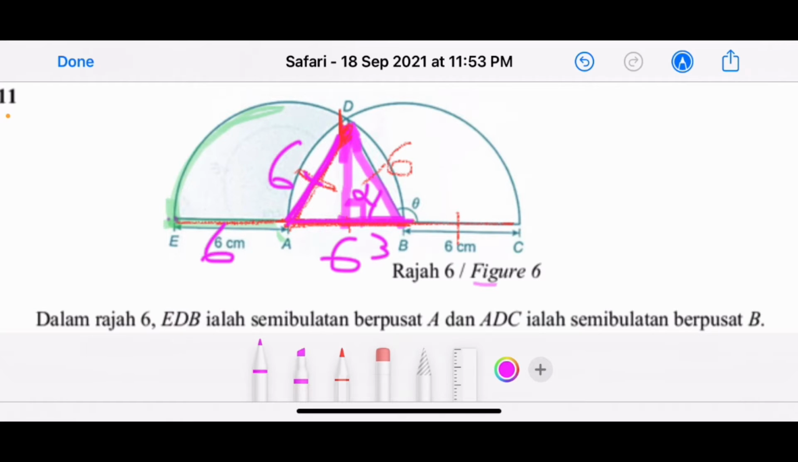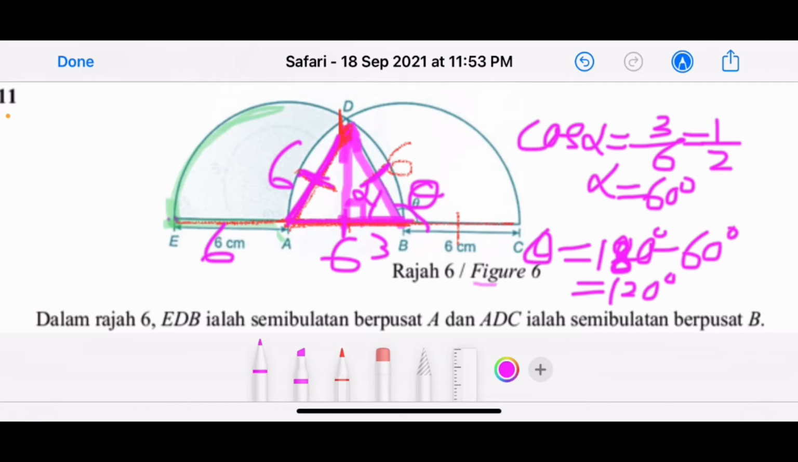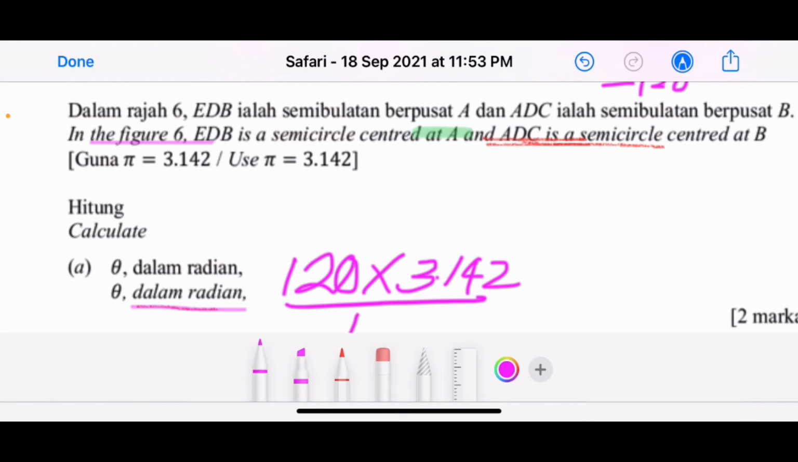You use cos alpha. Cos alpha is 3 over 6. You get half, right? So alpha is 60 degrees. But if you can see that it is an equilateral triangle, obviously theta is 180 minus 60, so it's 120 degrees. This is 180. So we got the angle theta, but the question wants the angle theta in radian. So it's 120 times 3.142 over 180 degrees.